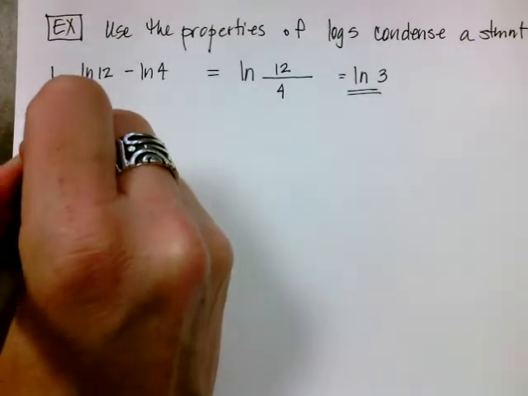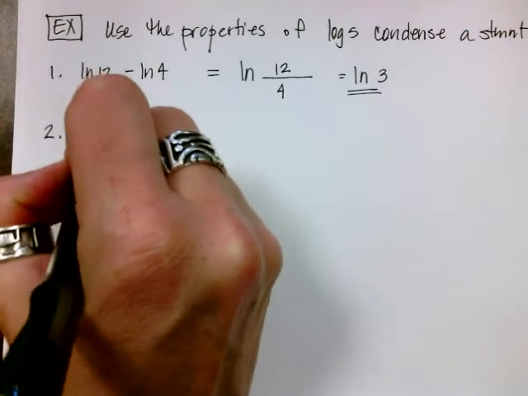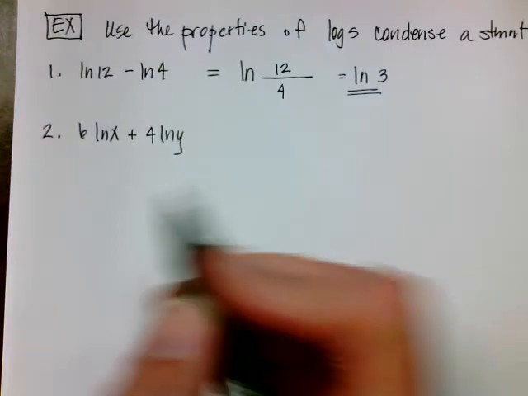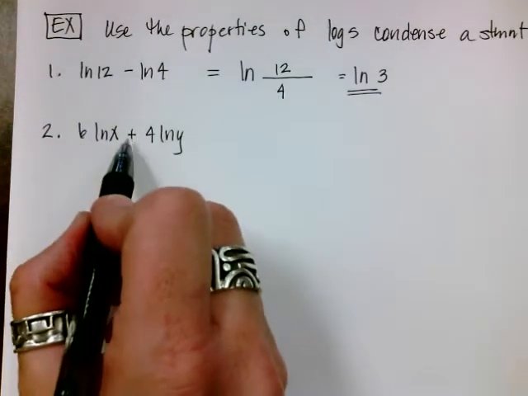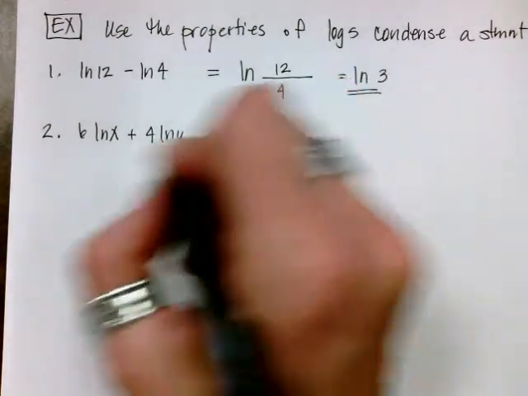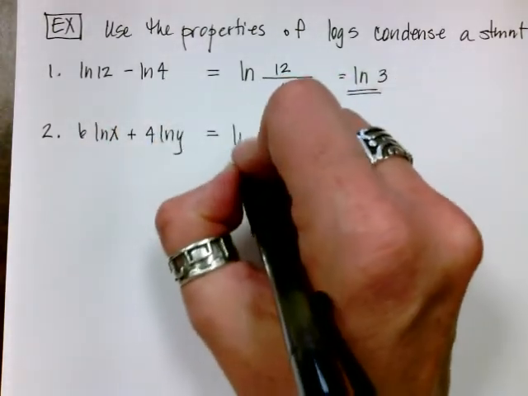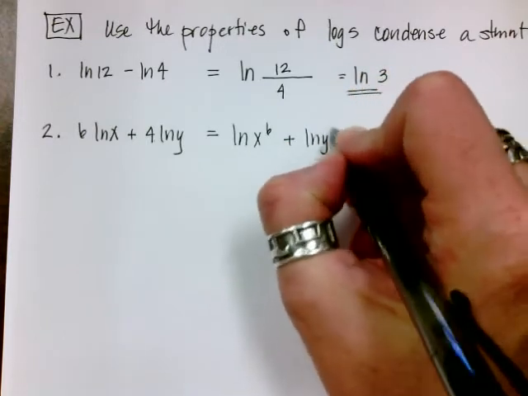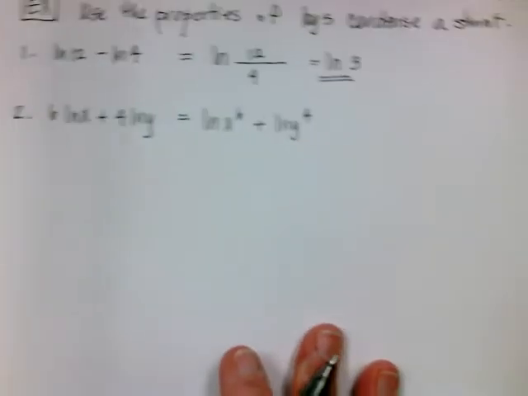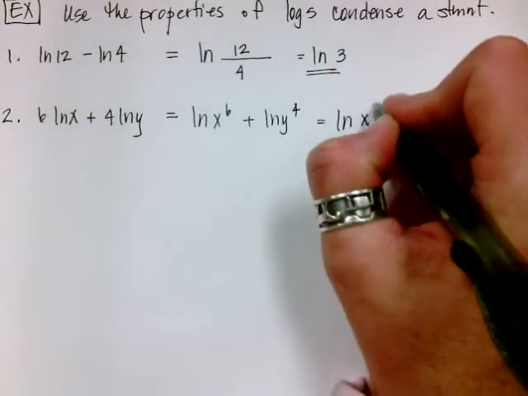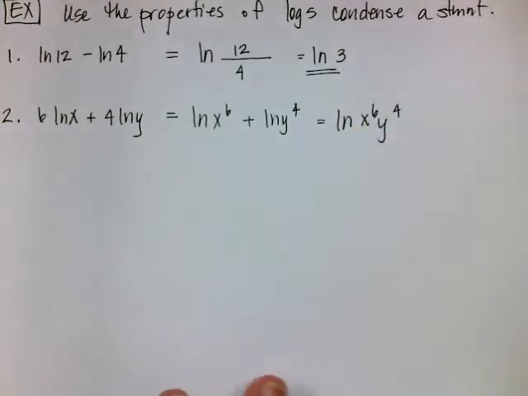All right, our next example. If I have 6 natural log x plus 4 natural log y, numbers out front are exponents, plus means multiply. So I'll do it in two different steps. First, I'll manage the exponents. So I'll have the natural log of x to the 6th plus the natural log of y to the 4th. Now I'll manage the multiplication. So this is going to be the natural log of x to the 6th, y to the 4th.